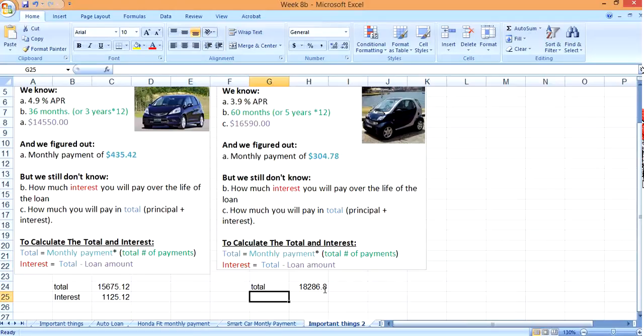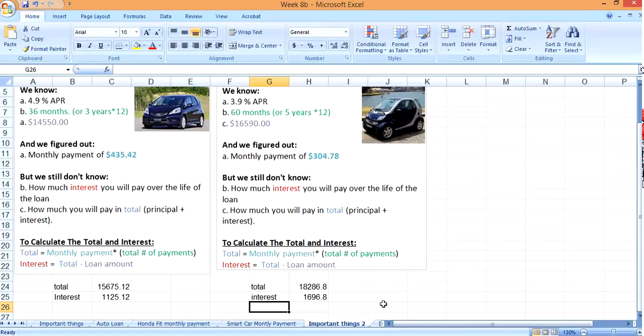$18,286. If we want to figure out what the interest is, we can just subtract the cost of the car out, 18,286 minus 16,590, and this will leave us with how much interest. So the interest on the smart car is going to be $1,600, almost $1,700.